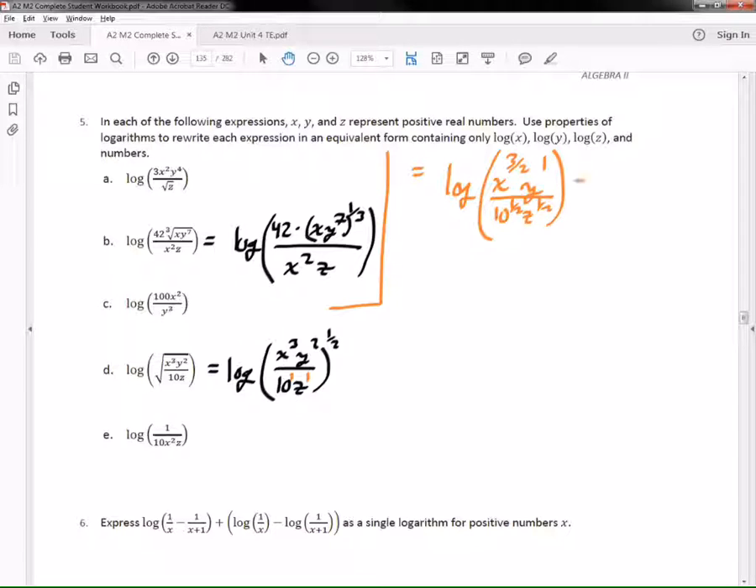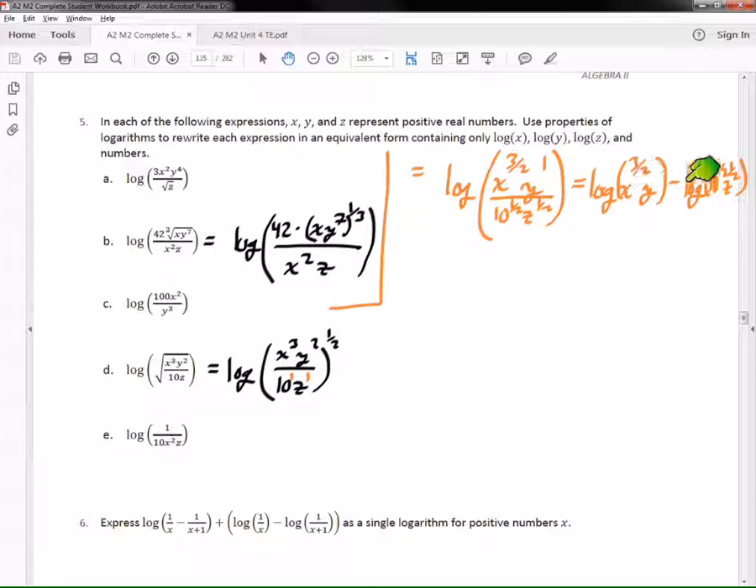Alright, so the first thing I'm going to do is, since this whole top is being divided by this whole bottom, I'm going to rewrite it with subtraction. So I'm going to write log of x to the 3 over 2 times y, inside of that log, and then minus log of 10 to the 1/2 z to the 1/2, all inside of that log. I'm writing a little skinny there because I ran out of space. So now, after I get rid of the division, I turn that to subtraction.